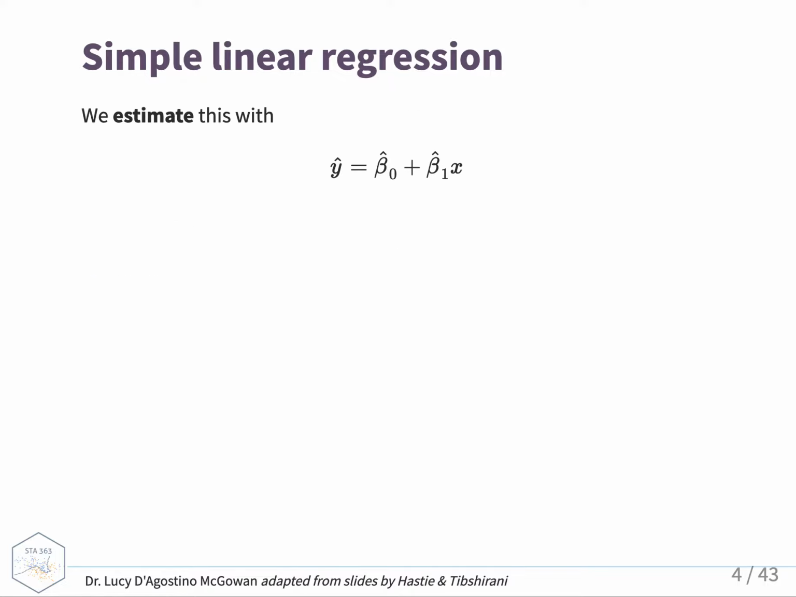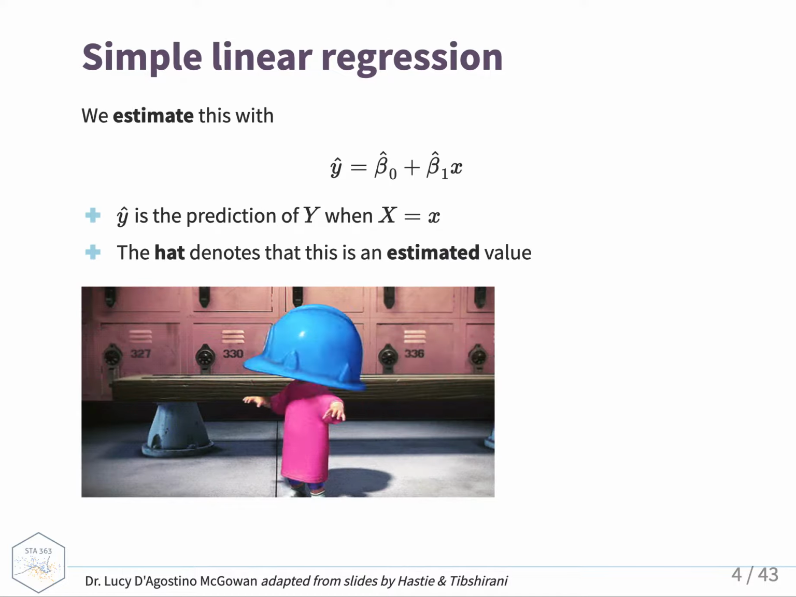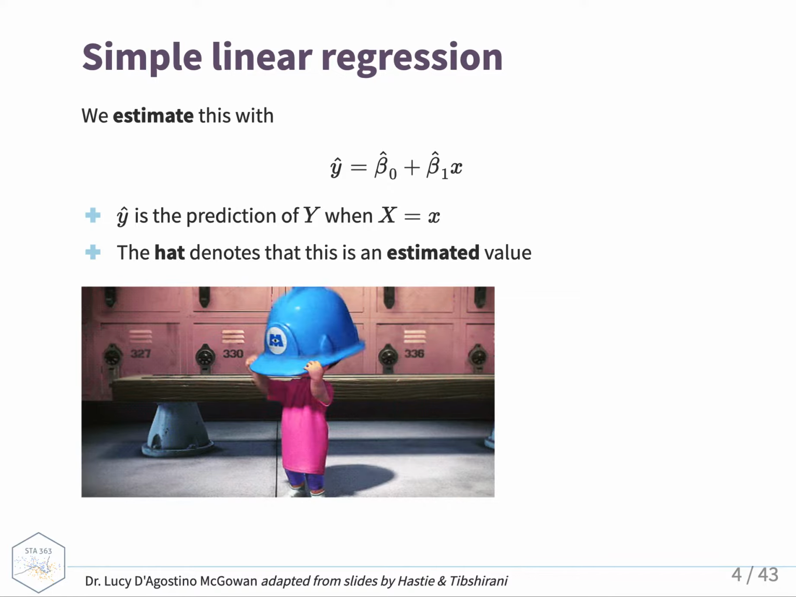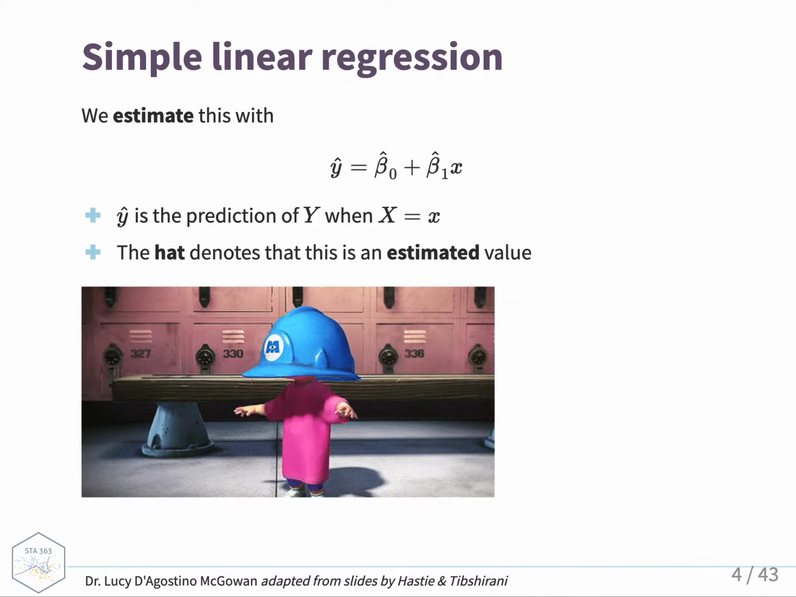Then we estimate this with this equation. So we estimate this with y hat equal to beta 0 hat plus beta 1 hat times x. So y hat is the prediction of y when x equals little x. And so for a given predictor value, when our predictor is little x, y hat is what we would expect y to be. So the hat here denotes that this is an estimated value. That's what the hats mean, that we're estimating this thing. So we're estimating this y value, and we're also estimating beta 0 and beta 1.